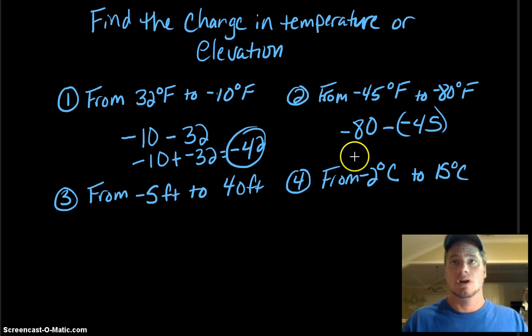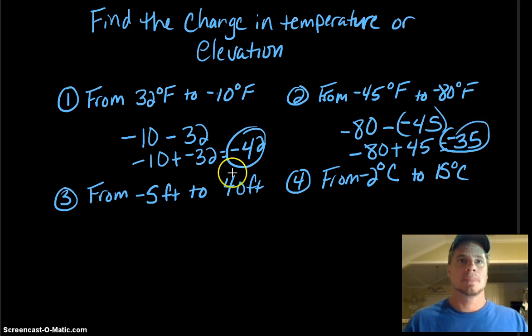Change this to an addition problem. Negative 80 plus. Take the opposite of negative 45, which is positive 45. And what does that equal? Well, different signs, find the difference. So it's going to be 35. And the larger number is negative, so my answer is negative. So it's negative 35. Here we have negative 5 feet to 40 feet.